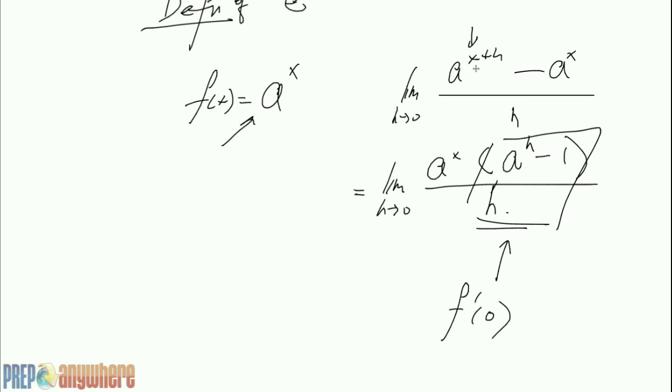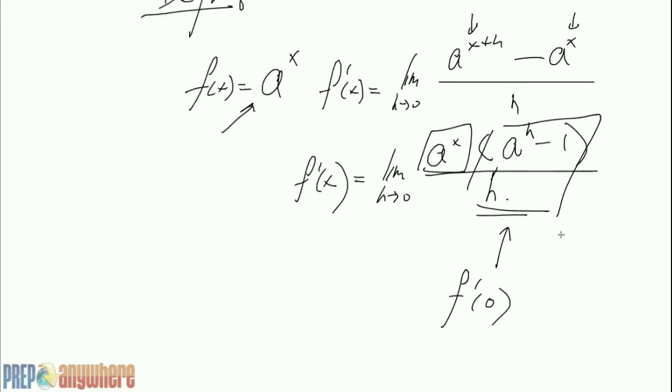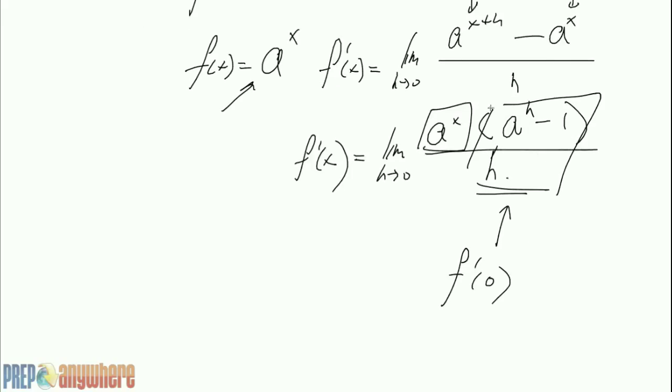So replace that with 0. Don't you get exactly this? So this is right now f prime at x. I have a to the power of x times this part, a to the power of h minus 1 over h, and that's equivalent to f prime at 0.